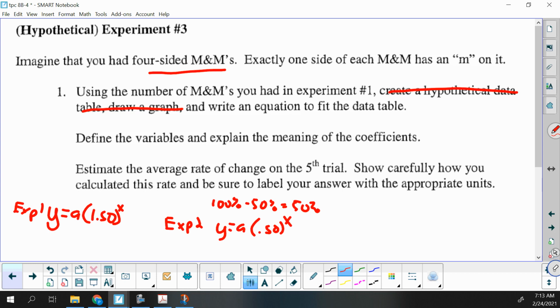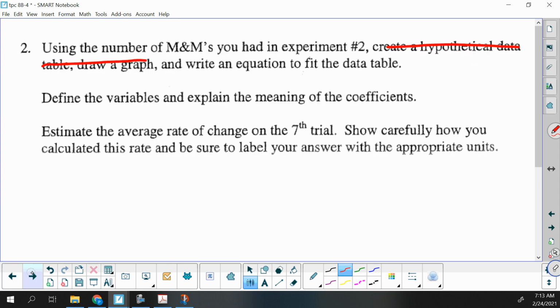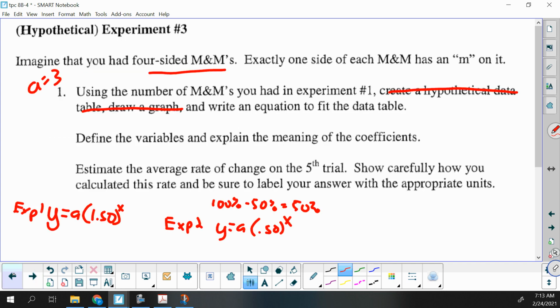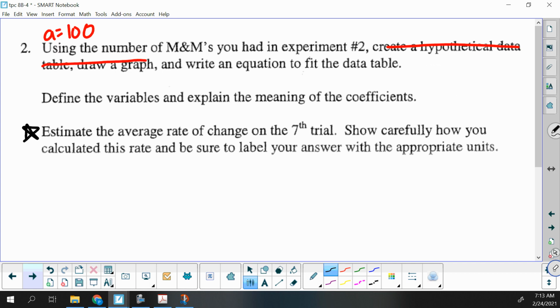Now for this one, just so everyone's doing the same thing, your a value, remember we started with 3 M&Ms there. It says to use your number of M&Ms from experiment 2, but just so everyone's doing the same, let's have everyone start with 100 M&Ms for a value down in experiment 3, number 2. So these ones should be pretty quick because all you got to do is come up with the equation, and then it just asks you to practice a rate of change in each of them because that's something we'll continue to see in this unit. So you'll have one practice for each of those. You just have to complete it. You don't have to upload the experiment 3.